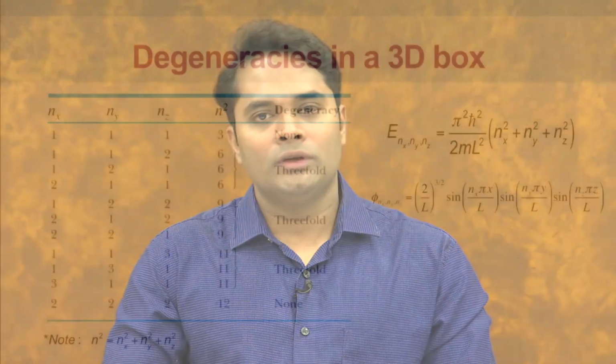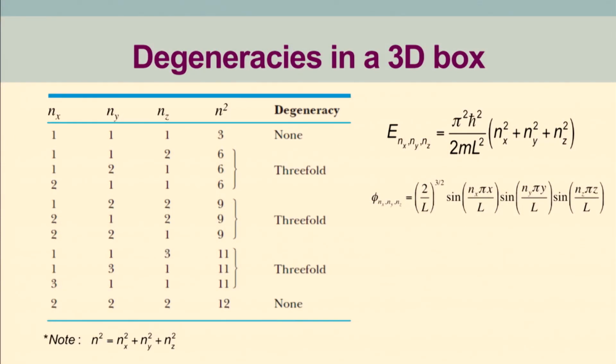Okay, so we also discussed the degeneracies in a three-dimensional box. What is degeneracy? Degeneracy is a concept where, for certain combinations of values of nx, ny, and nz, we get the same value of energy, which corresponds to different forms of the wave functions for each combination of nx, ny, and nz. Let us look at this closely.